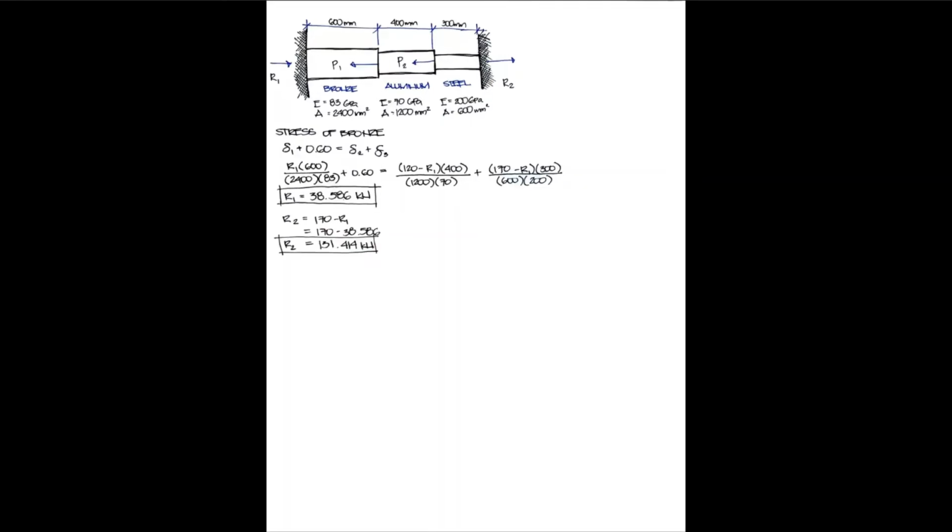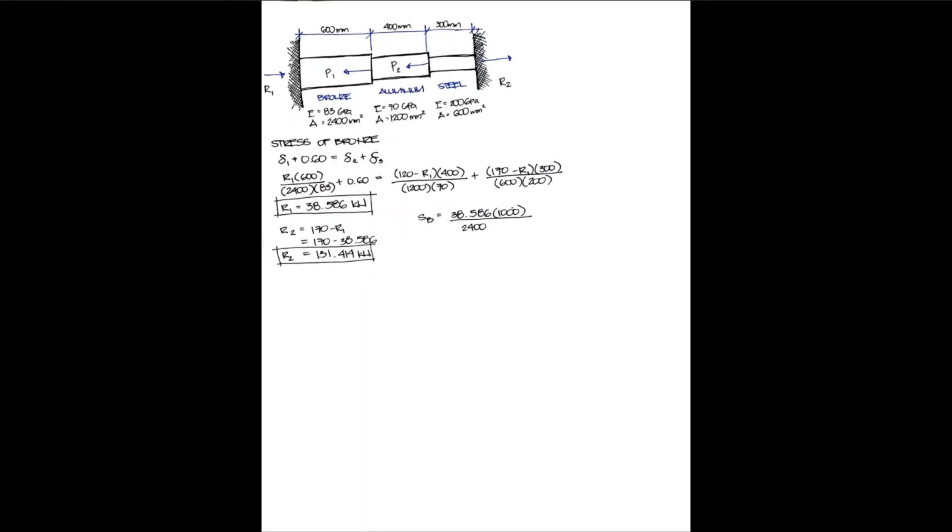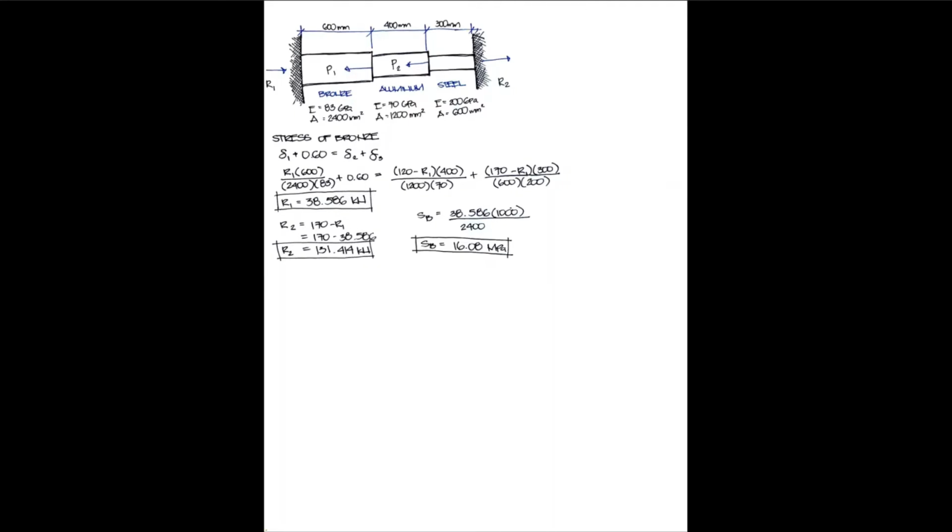For reaction number 2, we have 170 minus, substituting reaction number 1, 170 minus 38.586, which yields for reaction number 2, 131.414 kilonewtons. Computing the stress of bronze, we have 38.586 multiplied by 1000 over 2400. That yields for the stress of bronze a total of 16.08 megapascals.